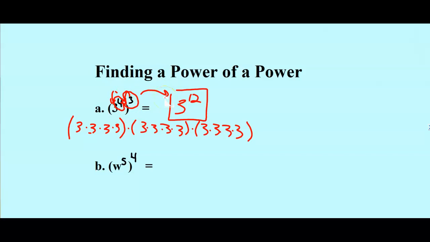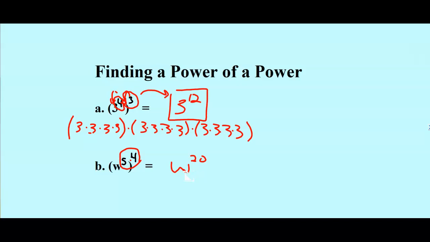Okay, let's do the next one. We've got w to the 5th power, all to the 4th power. Well, as we just learned in the one above, that's just 5 times 4. So we got w to the 20th power. We do not need the parentheses because w is just one value that's unknown. If I told you that w was a negative number though, you have to remember that the 20 goes with w. It doesn't matter if it's a negative.